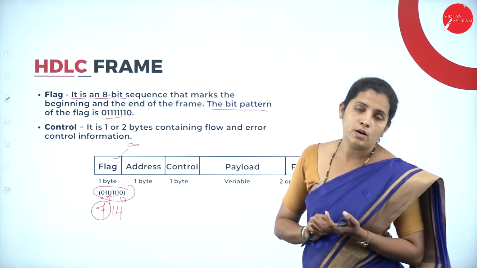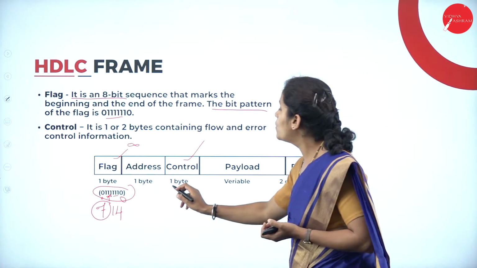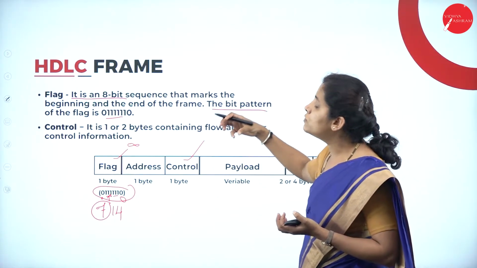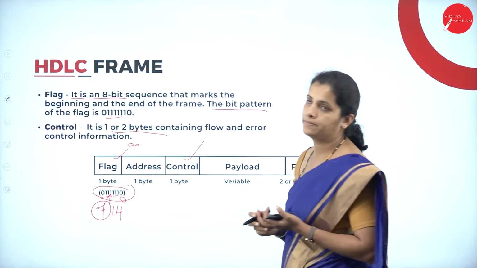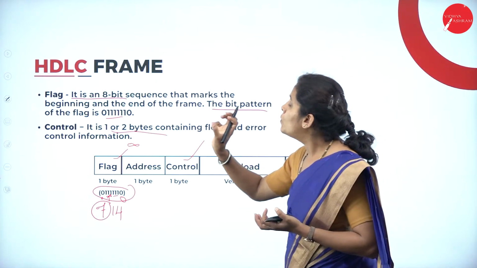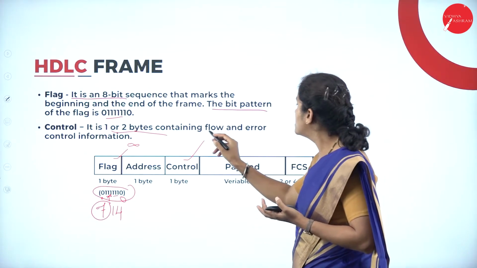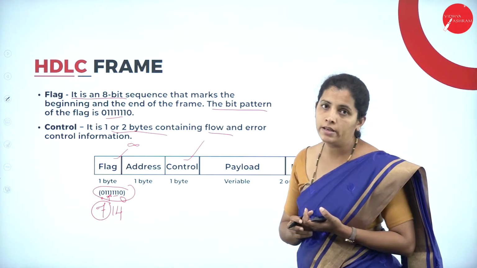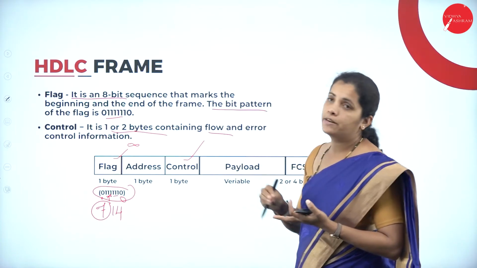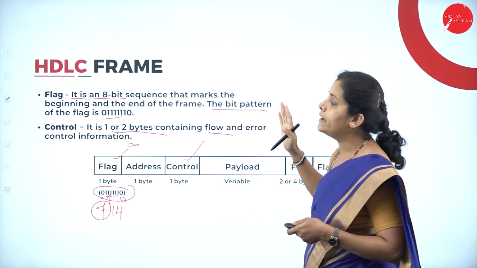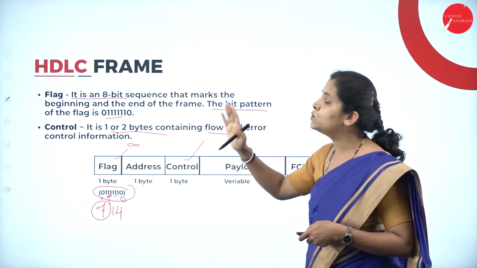Now we have the control field. What is the length of the control field? Here it is 1 byte. That means the control field is going to hold 1 or 2 bytes. It holds information like flow and error control information. The length of the control field is 1 to 2 bytes.